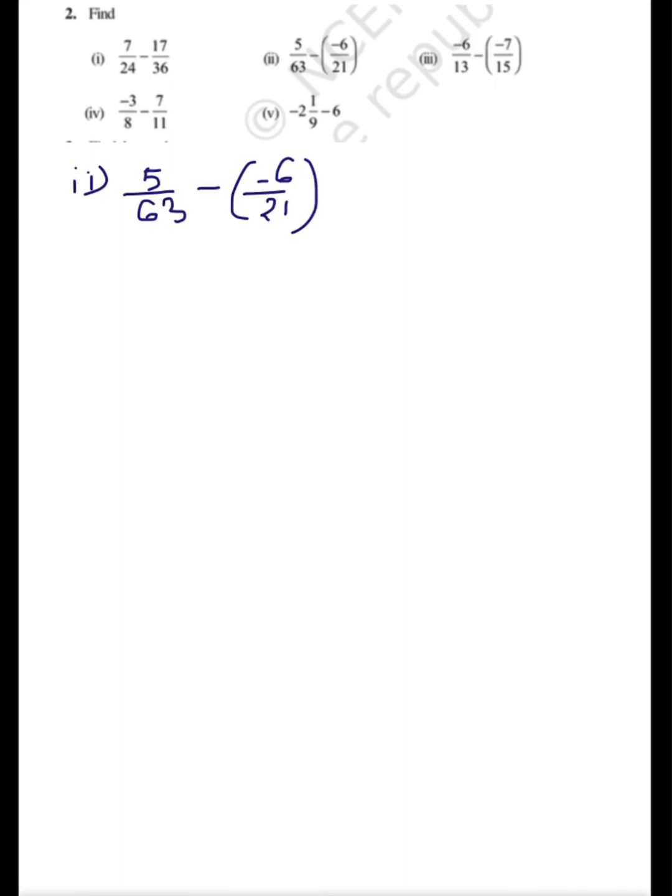So how will you convert this? You can write it as 5 by 63. Instead of minus, you have to put plus and add it with the additive inverse of the second. What is the additive inverse of minus 6 by 21? It's simply 6 by 21. Okay, so you have to do this instead of this.